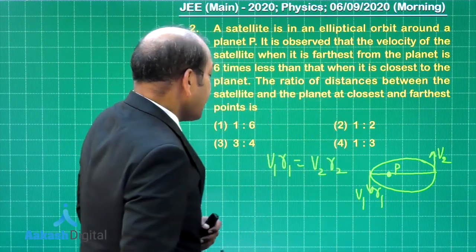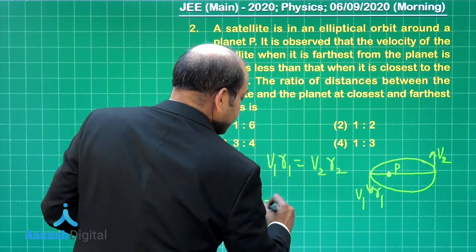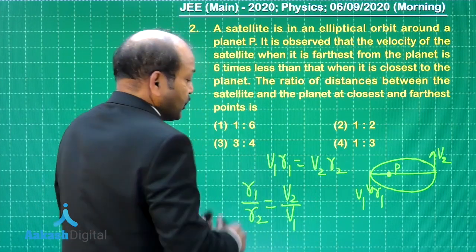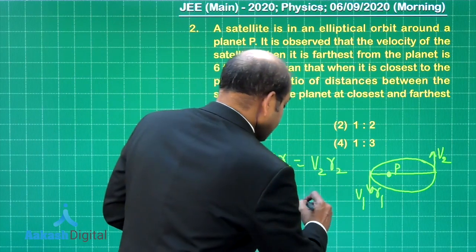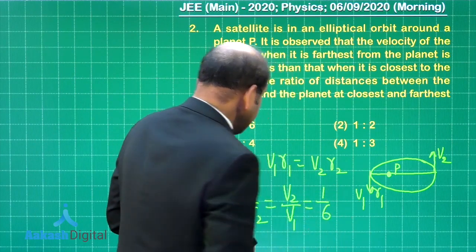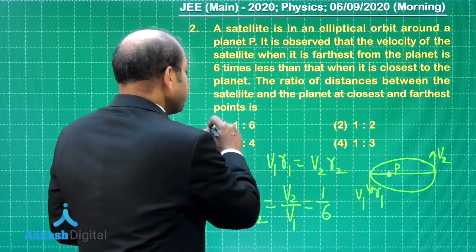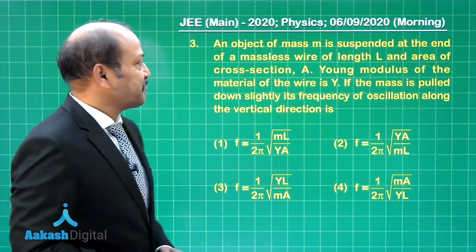R1 divided by R2. So, we have to find R1 divided by R2, that is equal to V2 divided by V1. According to the question, this ratio is 1 by 6. So, let us put it as 1 by 6, and that means the first option is the correct option for this question. Let us now go to question number 3.